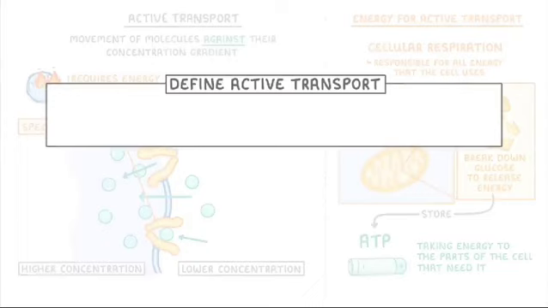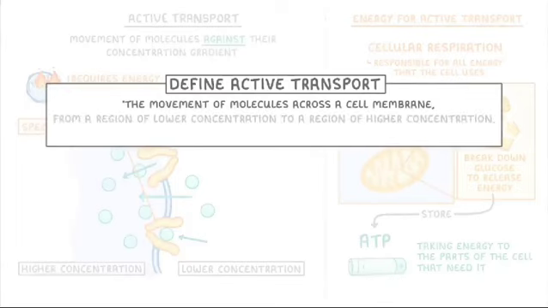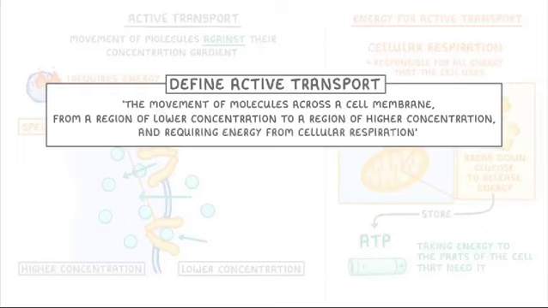Now let's discuss the next part. We will simply define what active transport is. It is the movement of molecules across a cell membrane from a region of lower concentration to a region of higher concentration. That is simply active transport, and it requires energy from cellular respiration.